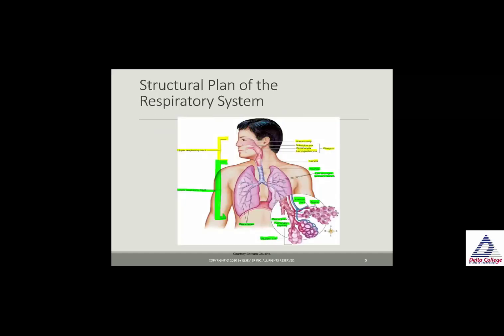On this, I want you to make sure that you know that yellow marks what makes up the upper respiratory tract. This is made of the nasal cavity and the pharynx. In the pharynx, we have the nasopharynx, oropharynx, laryngopharynx, and then we have the larynx. Now, the lower respiratory tract is made of the trachea, the left and right primary bronchi, and the bronchioles that go down into the alveolar ducts, down into the alveolar sac that contains the alveoli where the gas exchange occurs.